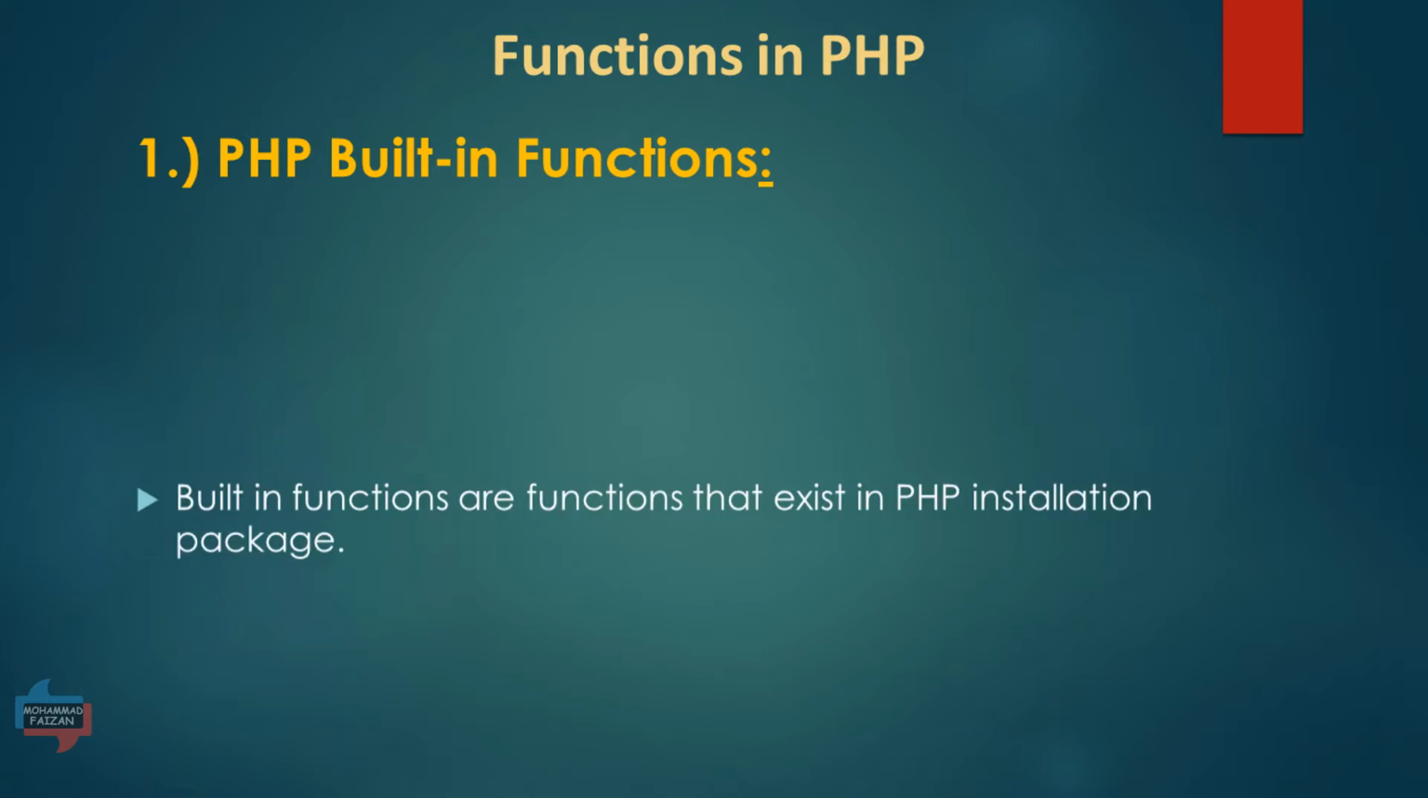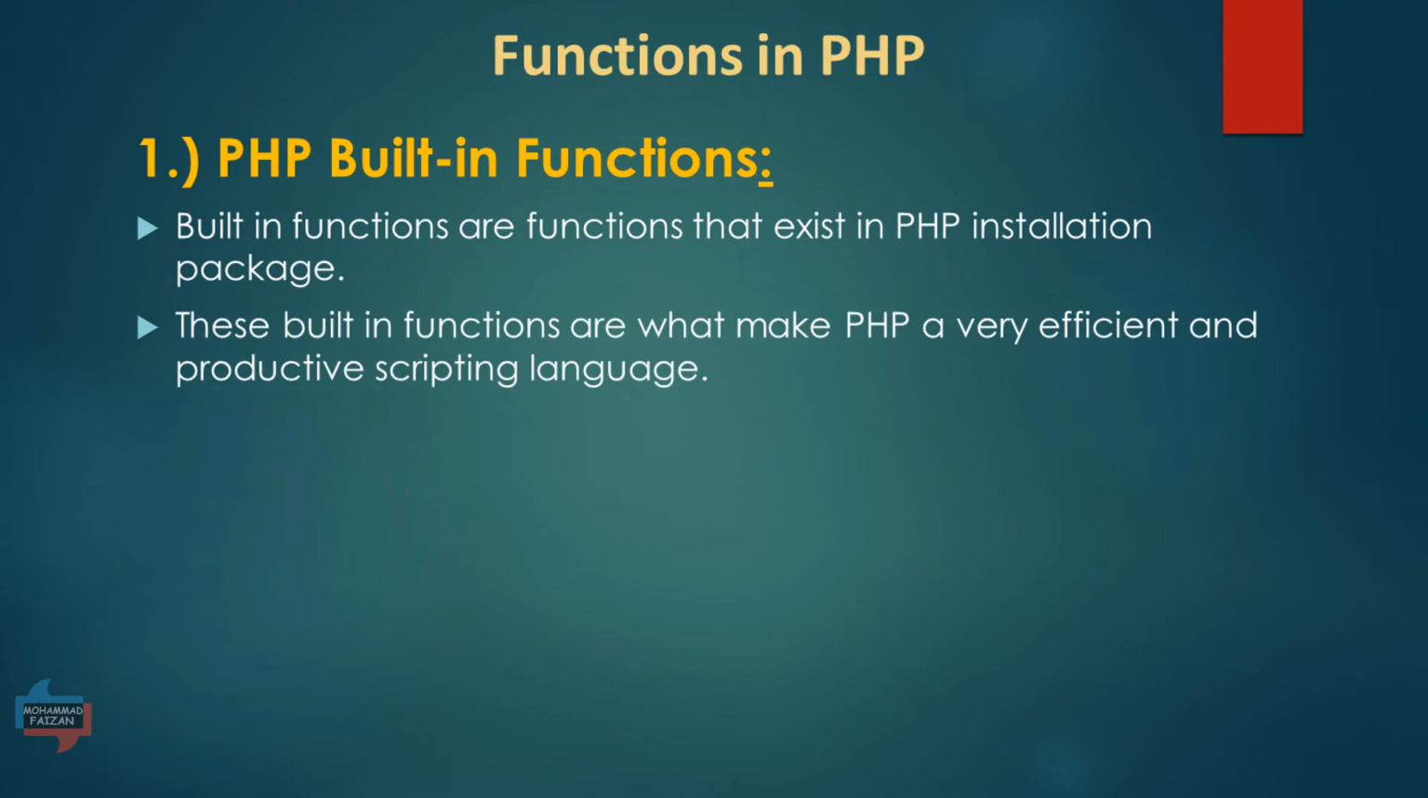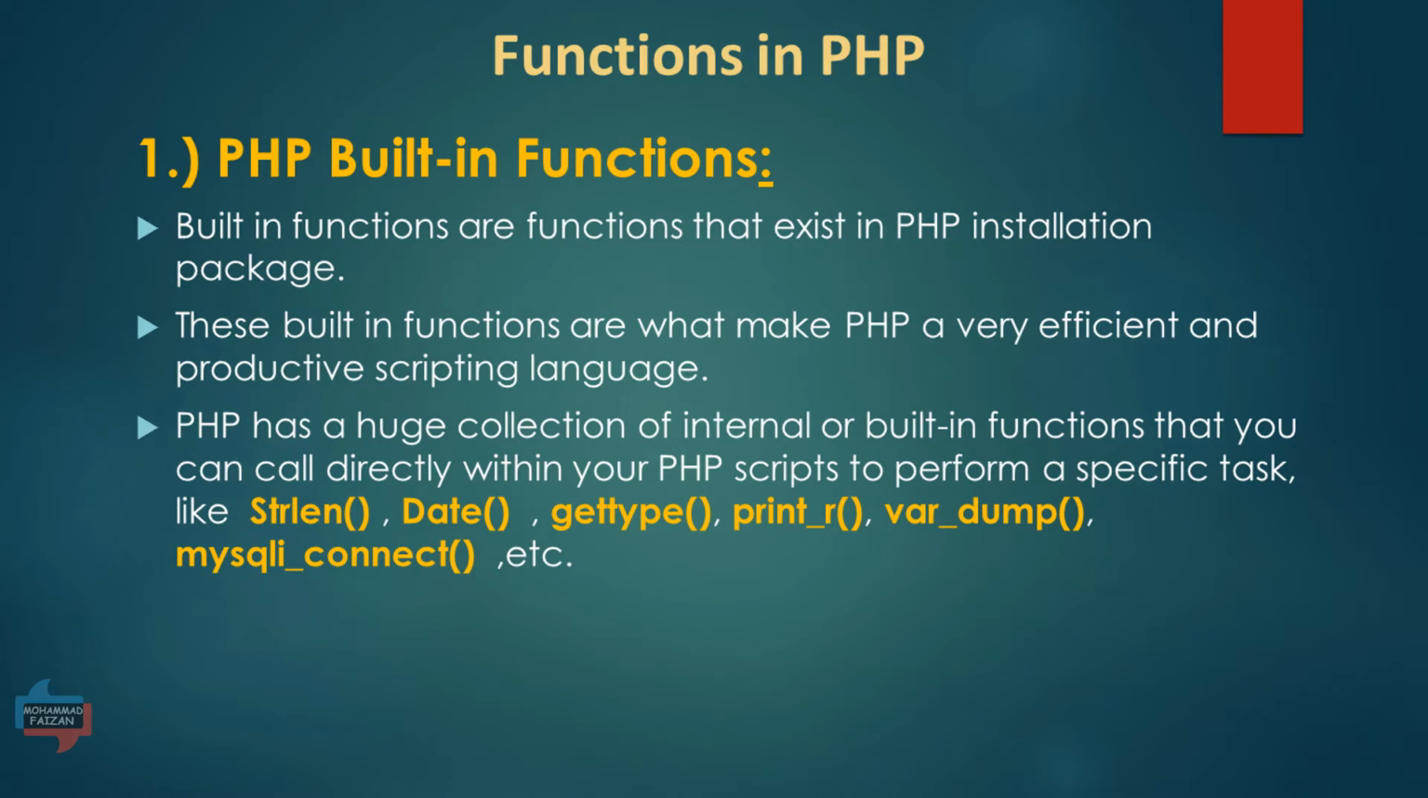PHP built-in functions. Built-in functions are functions that exist in the PHP installation package. These built-in functions are what make PHP a very efficient and productive scripting language. PHP has a huge collection of internal or built-in functions that you can call directly within your PHP script to perform a specific task, like the strlen function, the getType function, the print_r function, the var_dump function, which we used in our previous video, and the mysqli_connect function, etc. There are lots of functions in the PHP installation package.